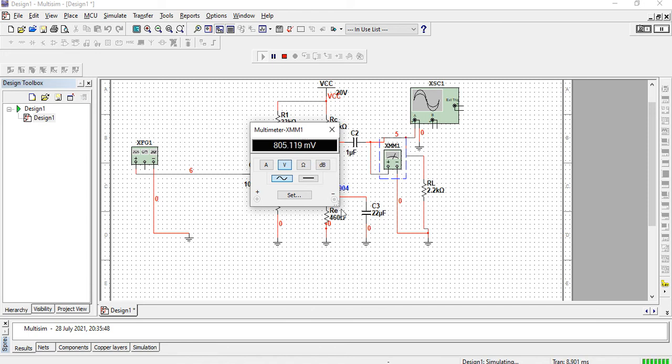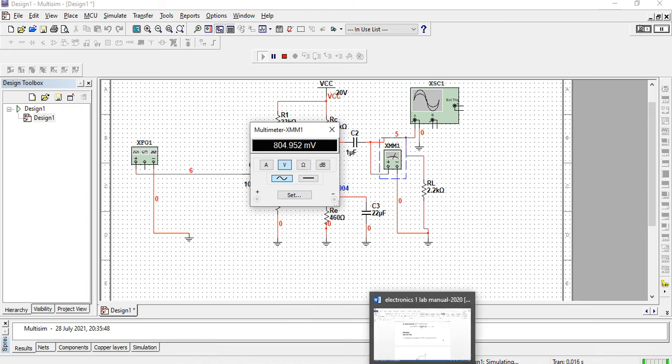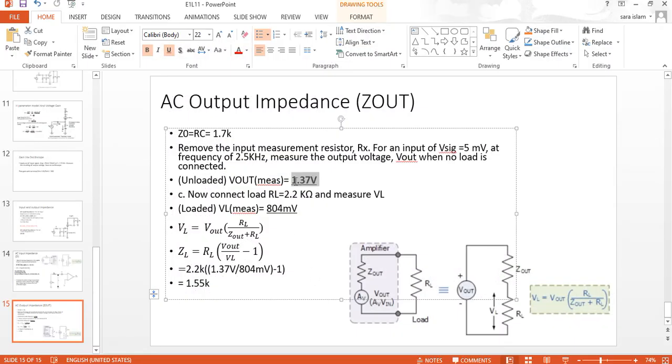Now it's 805 millivolts. So with load and without load: without load you are getting 1.37 and with load you are getting 804 or 803 point something millivolts. So using both of these we will be finding our ZL through this formula, because VL across your ZL is equal to the total V out times RL divided by Z0 plus RL. When you rearrange it for only Z0, you are going to get Z0, or Z out.